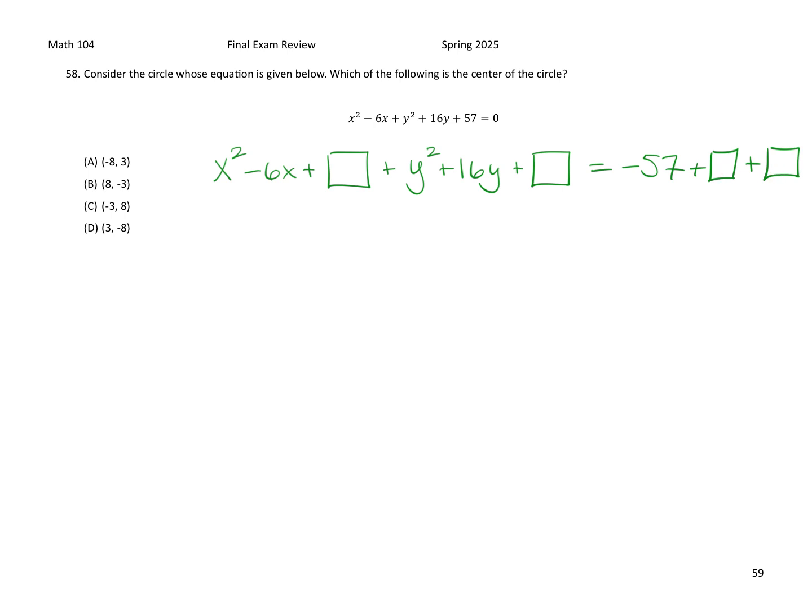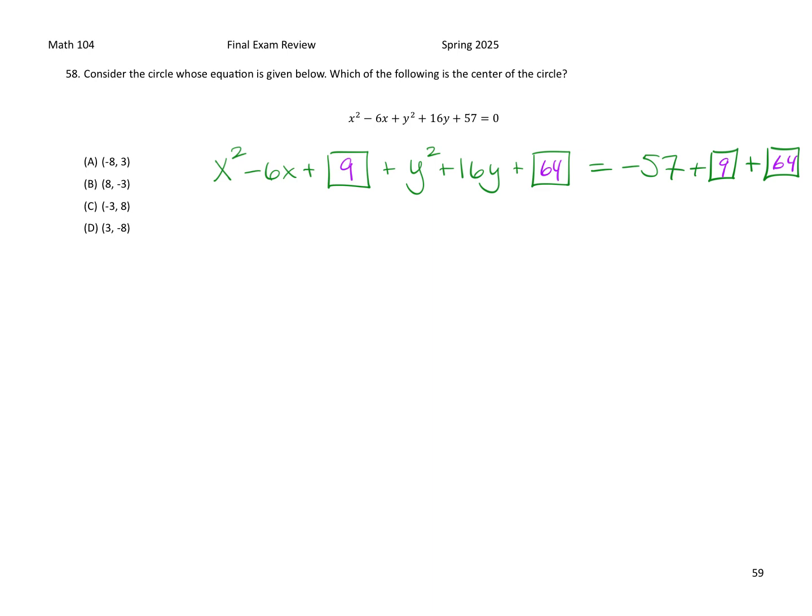So how you decide what to add here is you take half the coefficient on x and square it. So half of negative 6 is negative 3, and when I square that, I get 9. Half of positive 16 is 8, and when I square that, I get 64. So I have to add 9 and 64 to the other side of the equation as well.